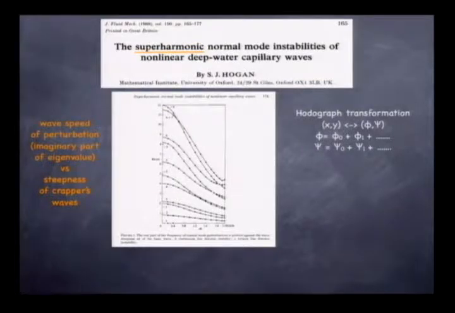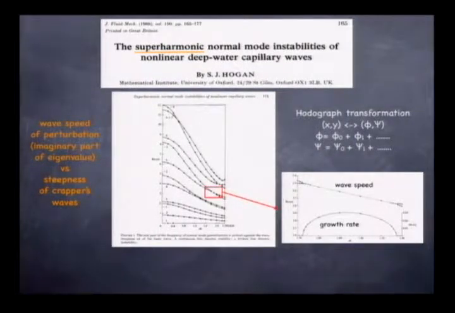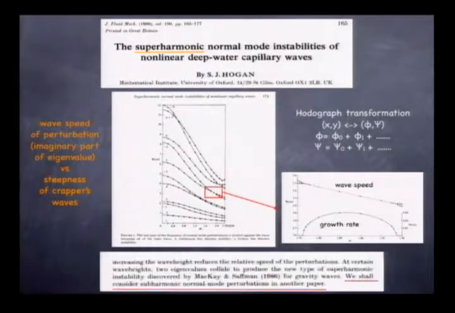And so in his paper, 1988, what he said is basically, so what you're looking at is the wave speed of perturbation, or imaginary part of eigenvalue, or real part, depending on how you set it. And then this is the steepness of Crapper solutions, okay? And sometimes the two branches collide here, and then they show the growth rate. So meaning that at some wave amplitude, we expect the instability, which is different from my observations based on the numerical solutions. And at that time, I thought there is something going on in my numerical code, right? Because he showed there is a real instability.